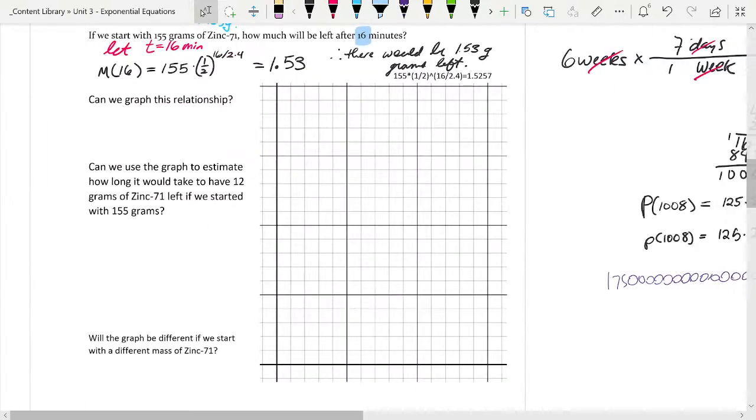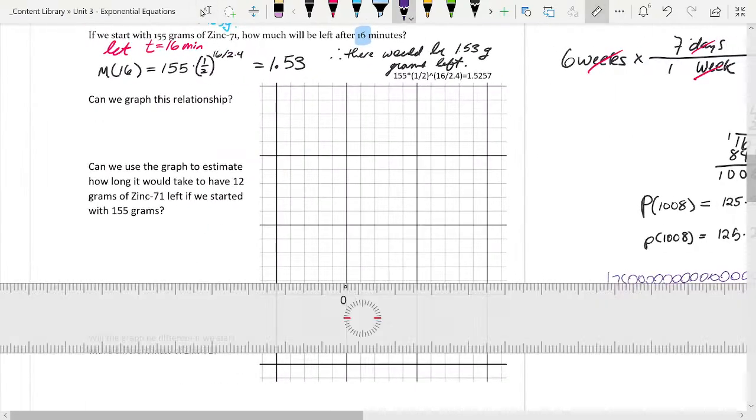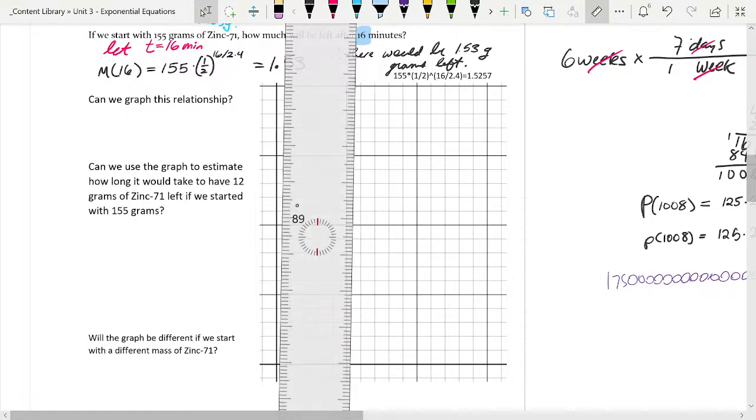Could we graph this? This is ugly. I hate graphing exponential relationships, but sure, we could graph it.